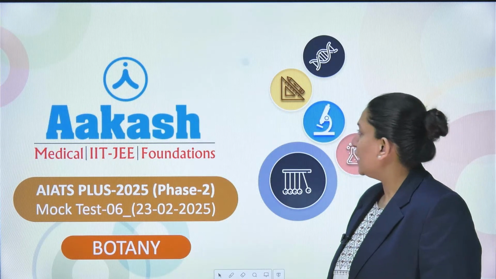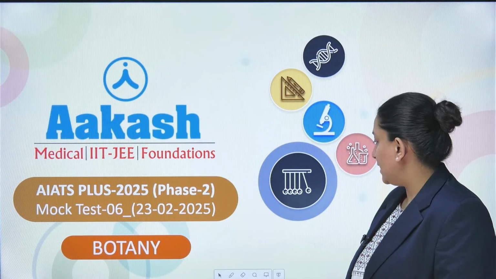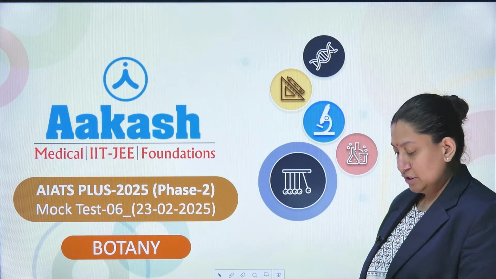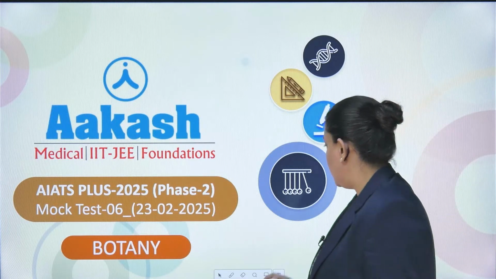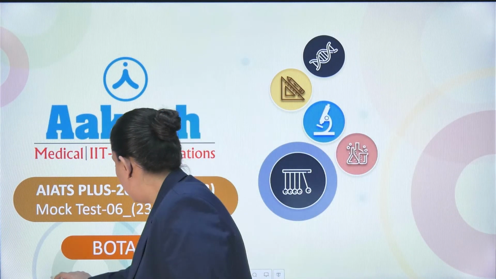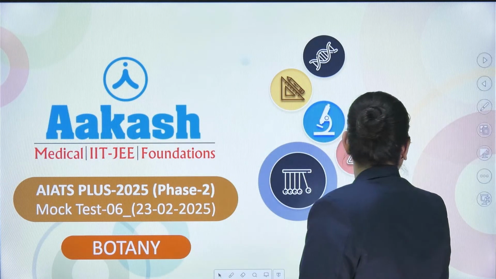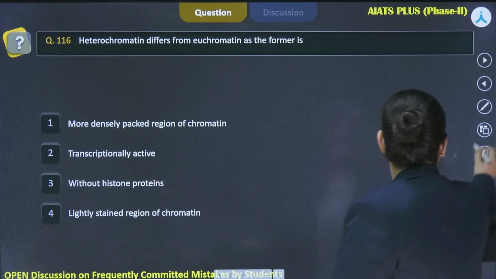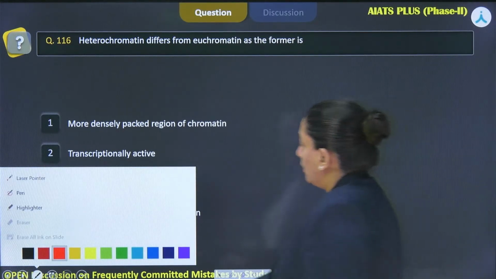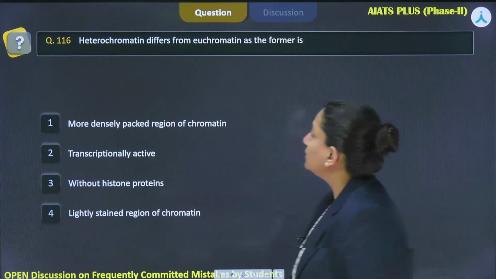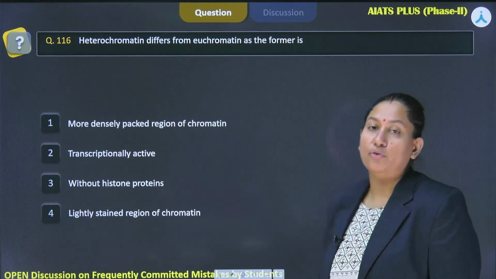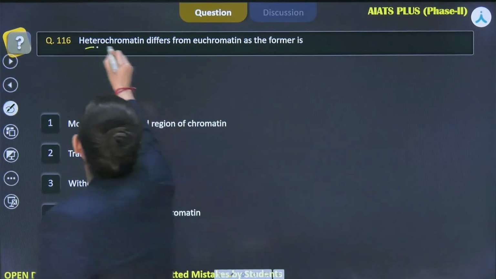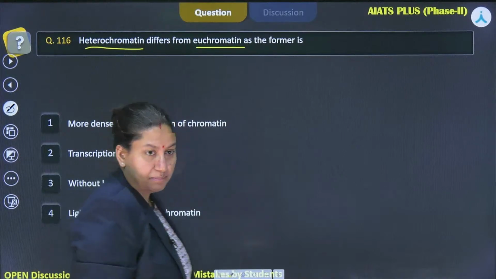So let's quickly move ahead to the very first question we have. There is certain technical glitch, I suppose, so it's not working, but let's move ahead. Right, and the very first question over here talks about the heterochromatin differs from euchromatin as the former is, right? So when we talk about this heterochromatin and euchromatin, we should know what's the primary difference between them, right?